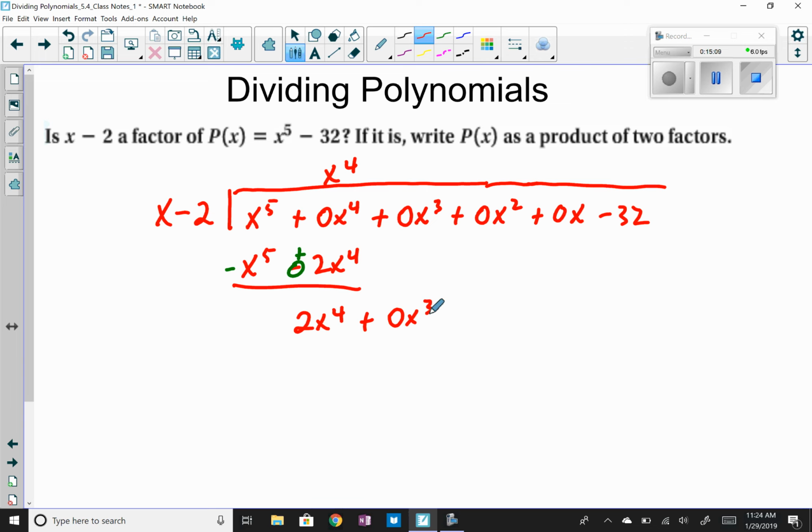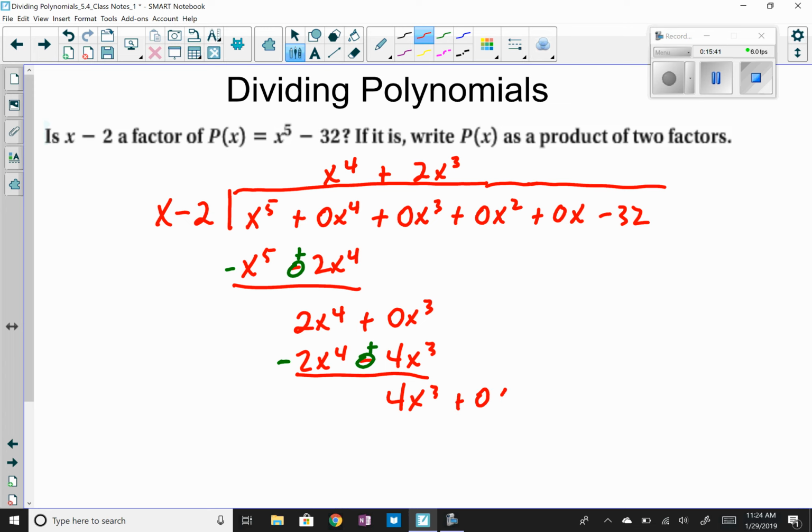Now I need something to multiply to x to give me 2x to the fourth. So that's going to be 2x cubed. So 2x cubed times x, 2x to the fourth. 2x cubed times negative 2, negative 4x cubed. Okay, change the signs. And we're ready to take a remainder. So our remainder is going to be 4x cubed.